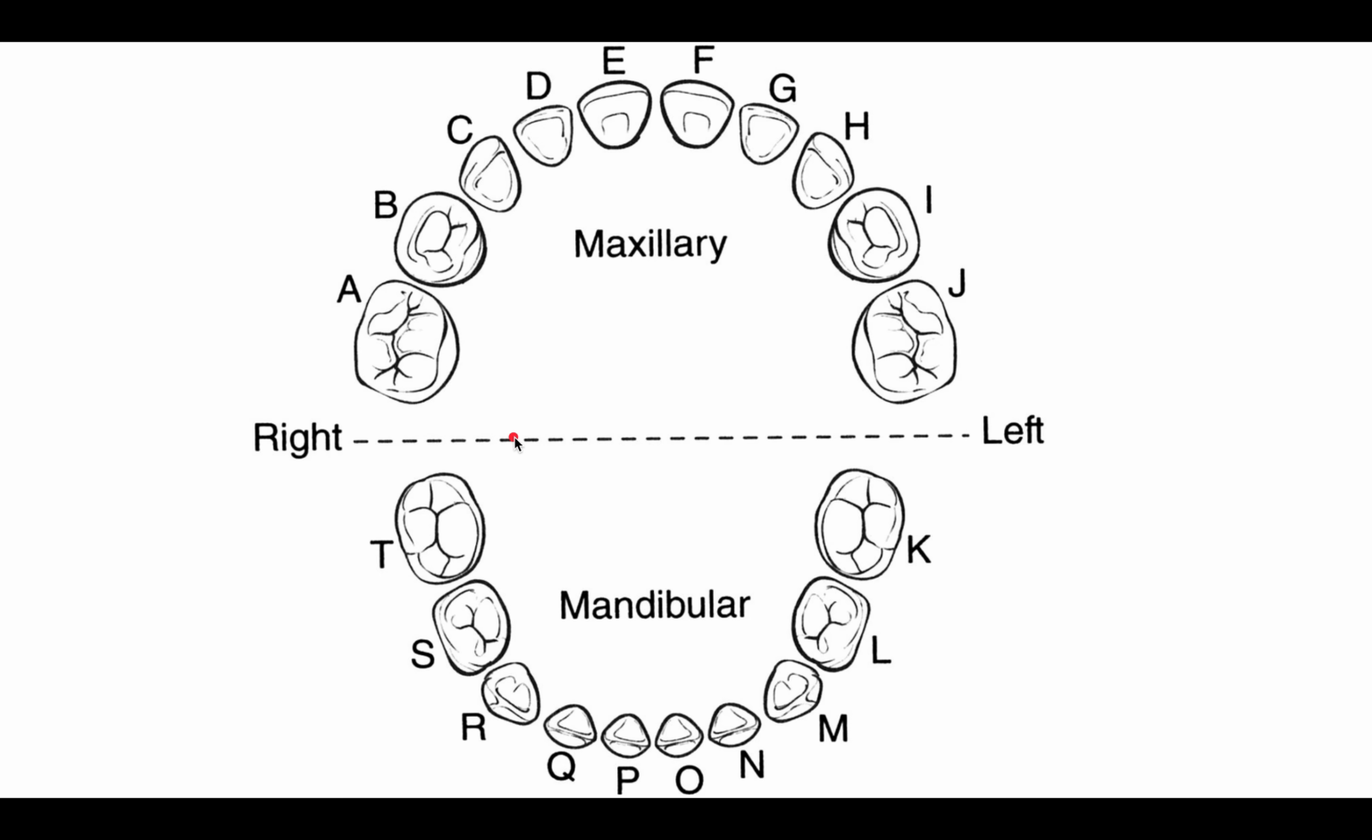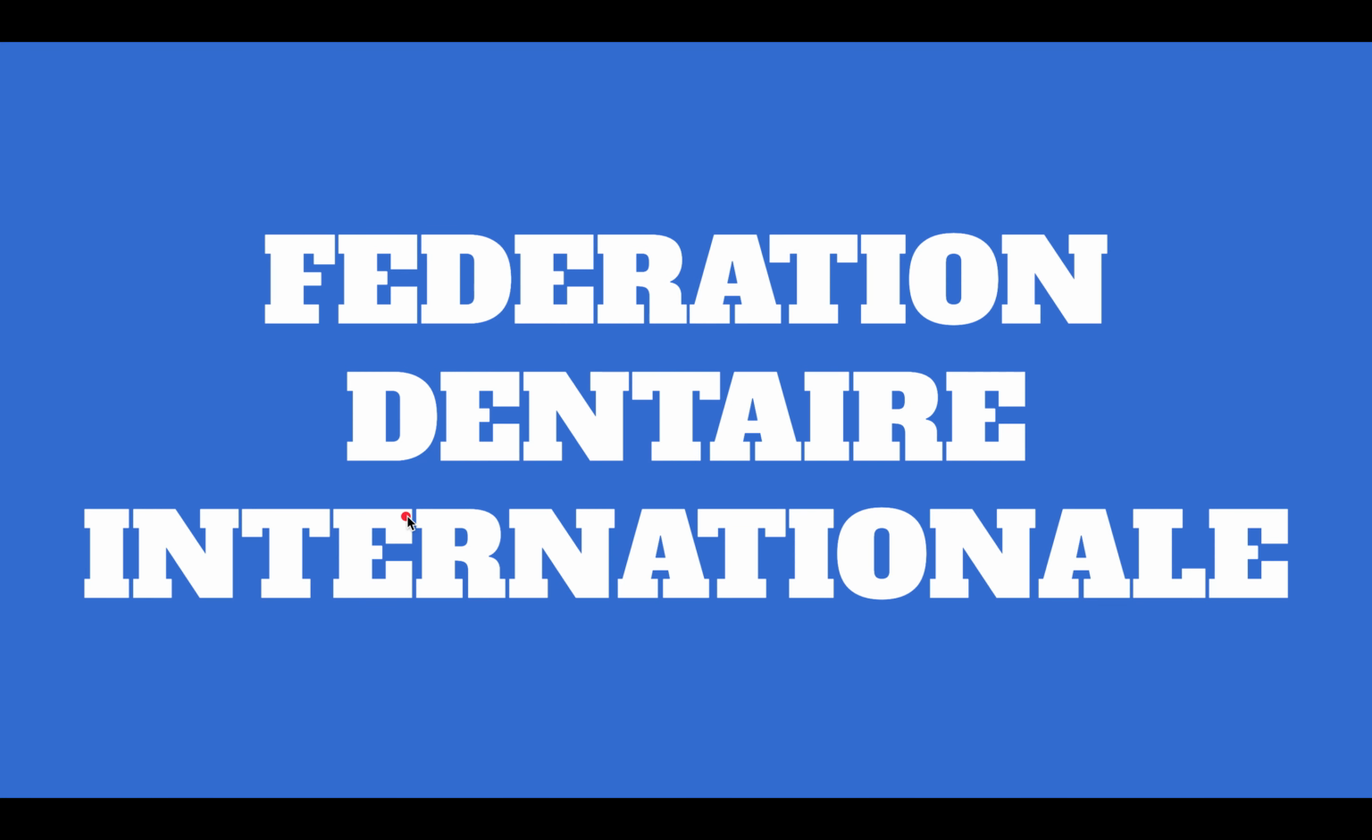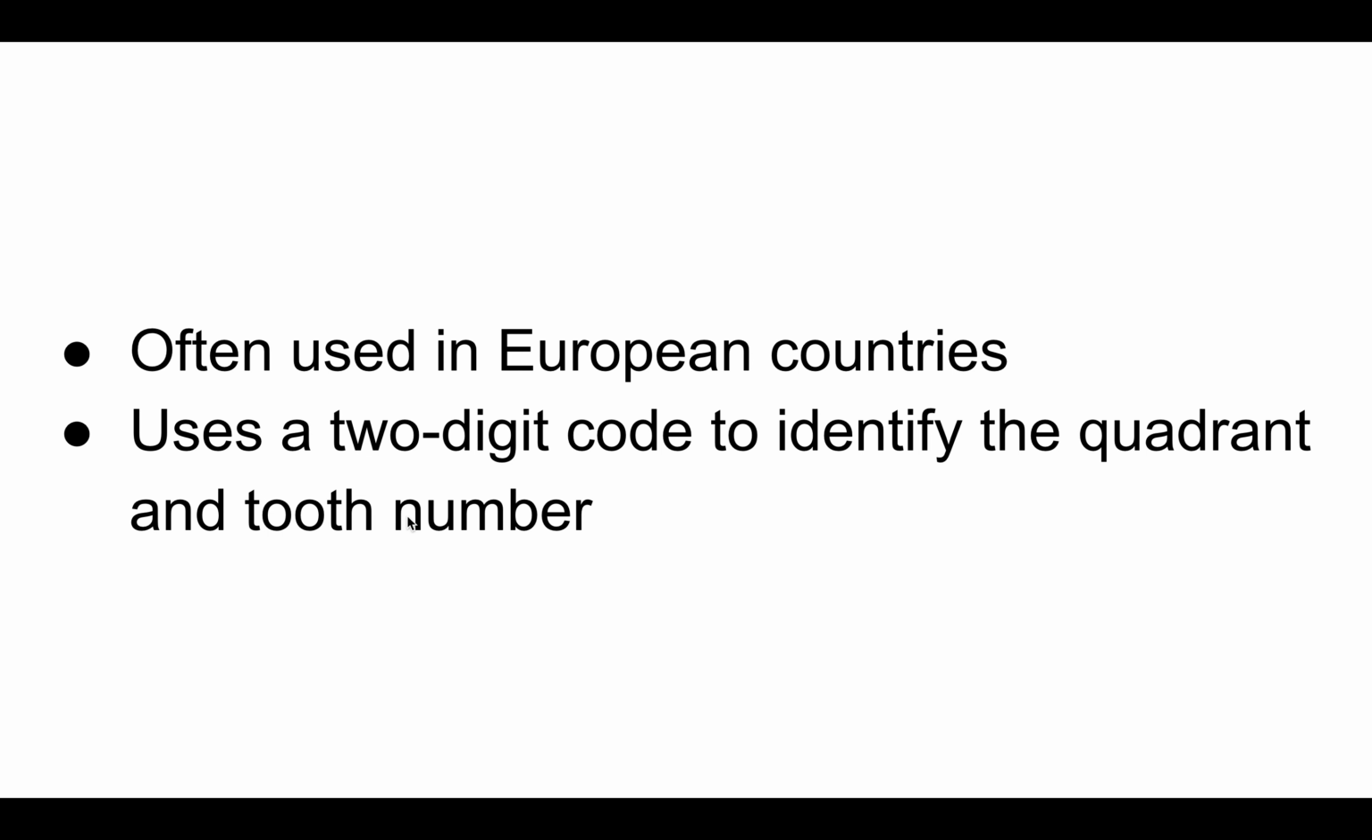In the primary dentition, we start with the maxillary right second molar because we don't have a third. And that tooth becomes the letter A rather than number 1, and we move again in a clockwise direction until we reach the mandibular right second molar, which is the letter T. Another method for numbering teeth is the Fédération Dentaire Internationale, or FDI system. It is widely used in Europe and is a 2-digit code that identifies the tooth and the quadrant that it's in.